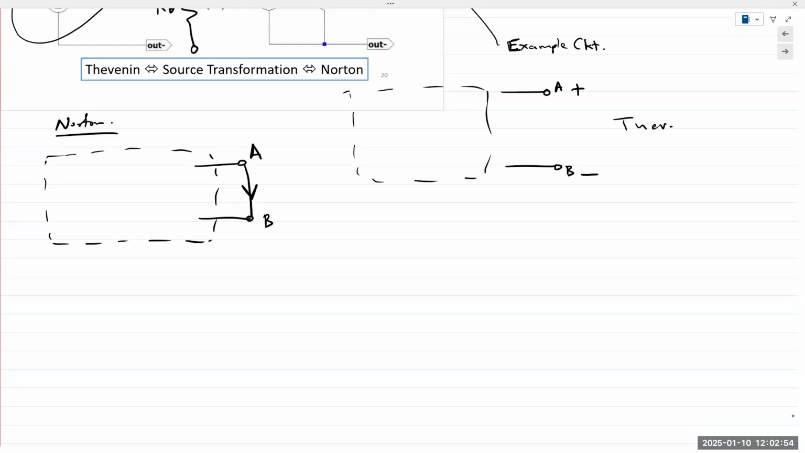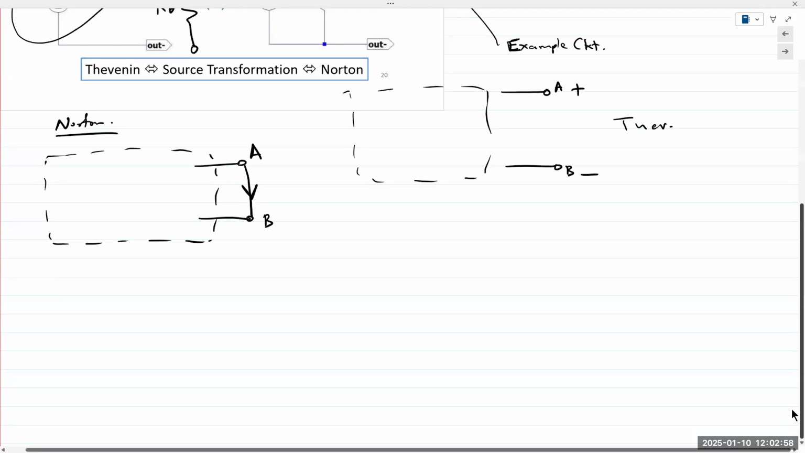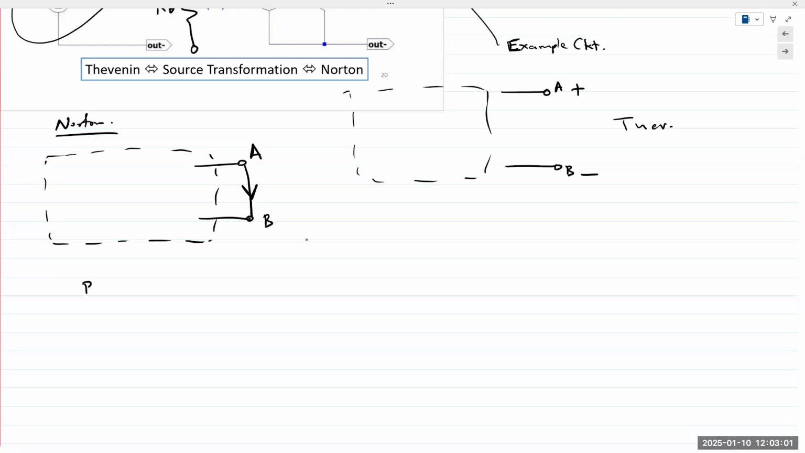Yes. The current was open? Current sources are open, yes. So let me note it down here. So for RTH, replace voltage sources with a short circuit and current sources with an open circuit. Yes. To find RTH, yes. Yeah, good questions.